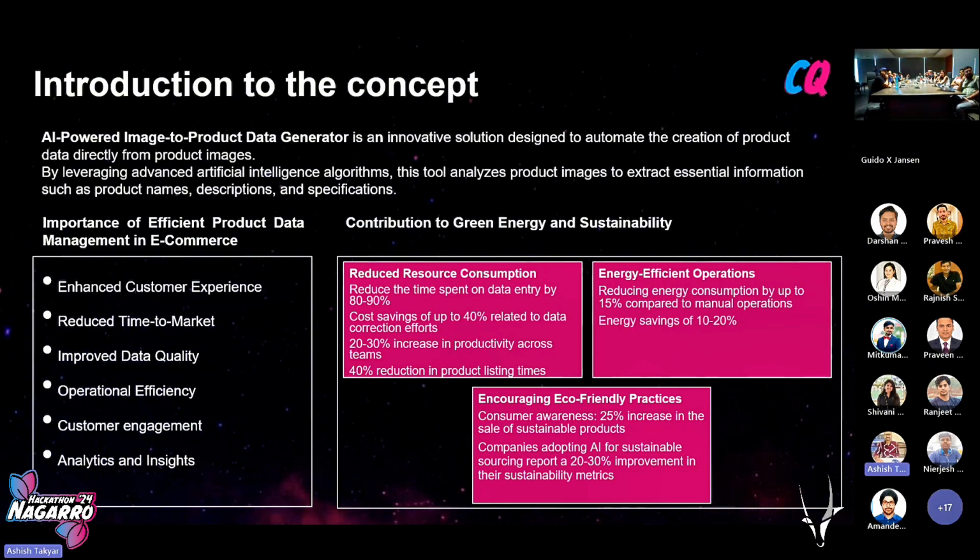It reduces the overall resource consumption by 80 to 90%. It saves error data by 40%. It increases productivity across the team by 20 to 30%. And it also reduces the time in creating the product listing by 40%. And it also saves energy while uploading the catalog by 10 to 20%. And it is also an eco-friendly product. Everyone who reviews it wants to use it.